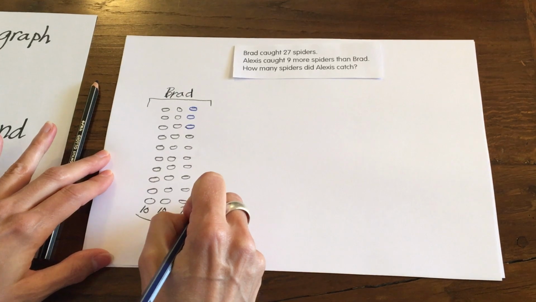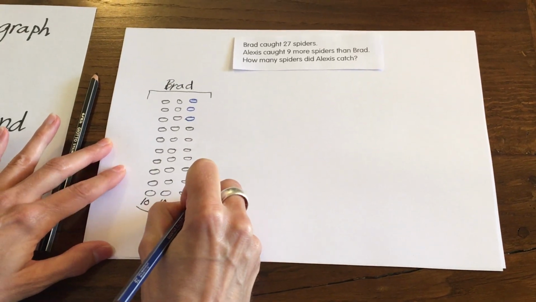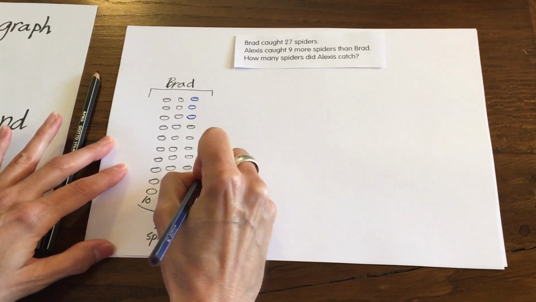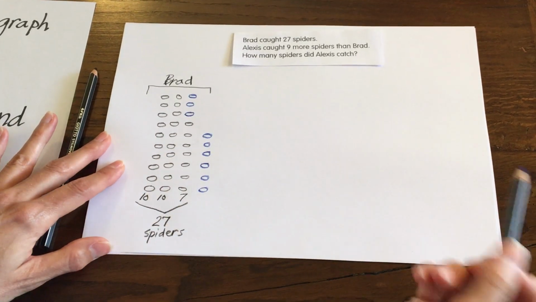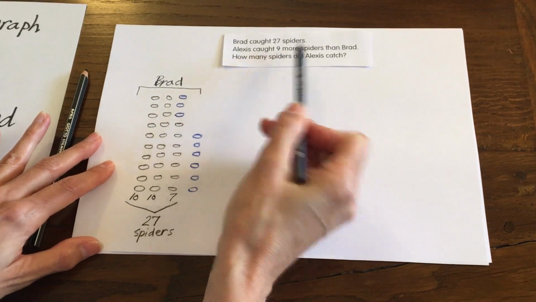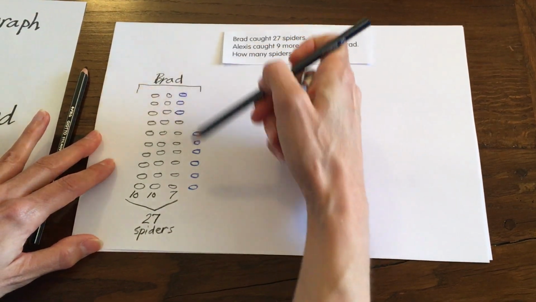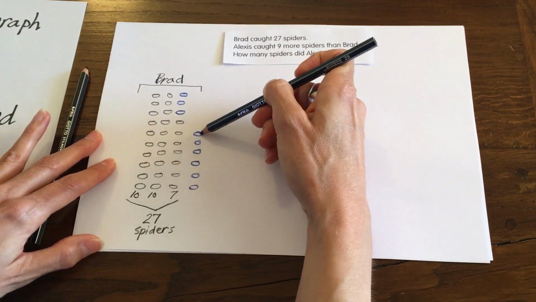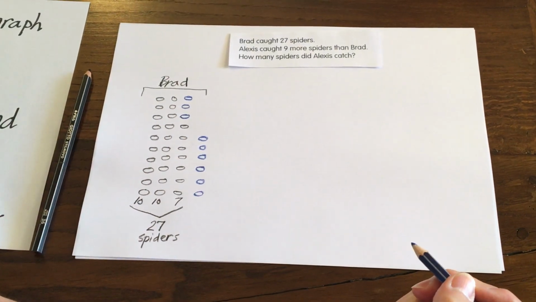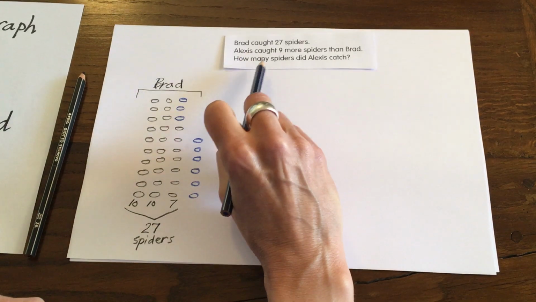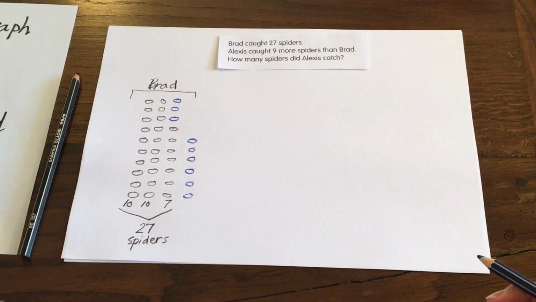And then I need 6 more down here. 4, 5, 6, 7, 8, 9. Let's make sure I got that right. Alexis caught 9 more spiders. 1, 2, 3, 4, 5, 6, 7, 8, 9. Okay. So now I can see how many spiders Alexis caught.